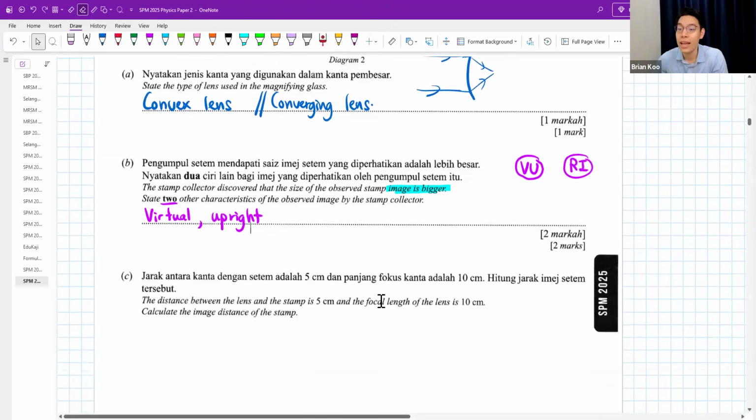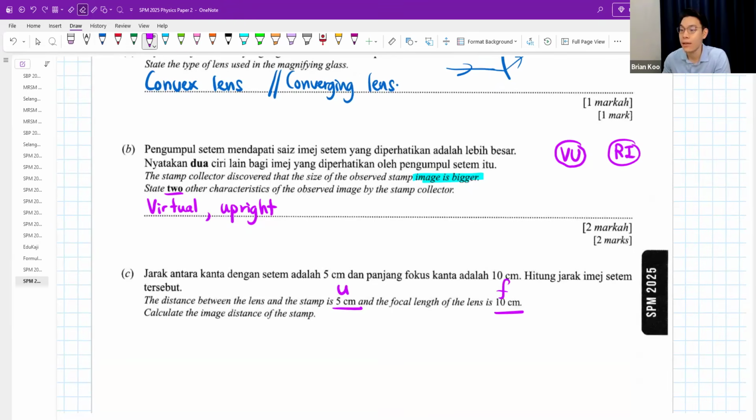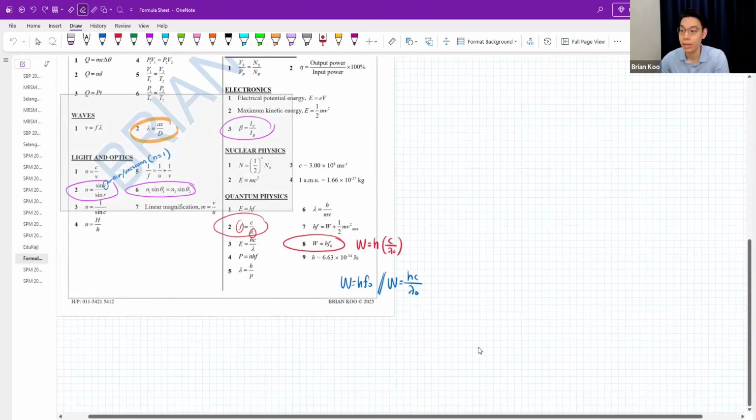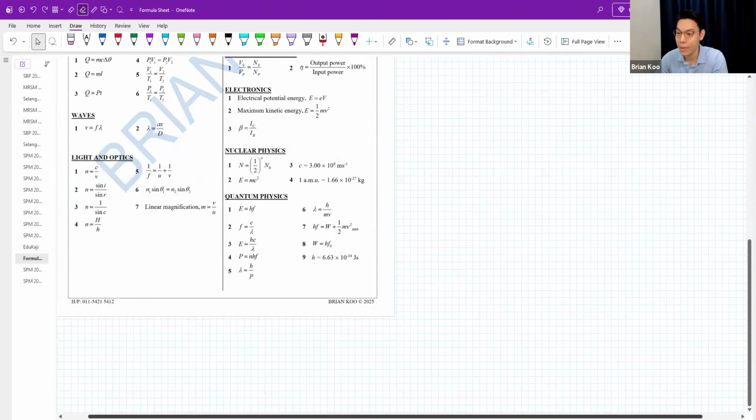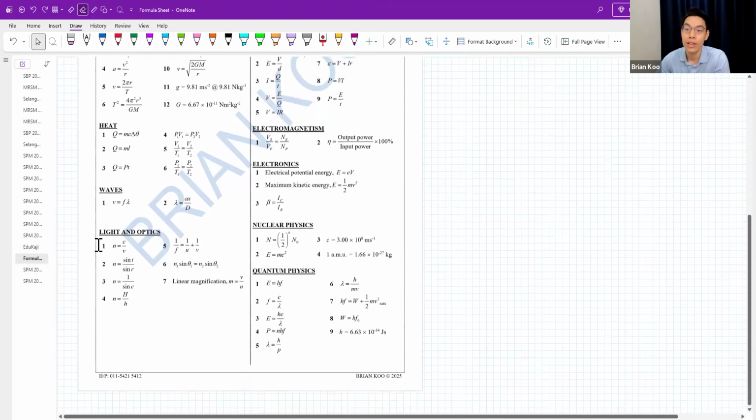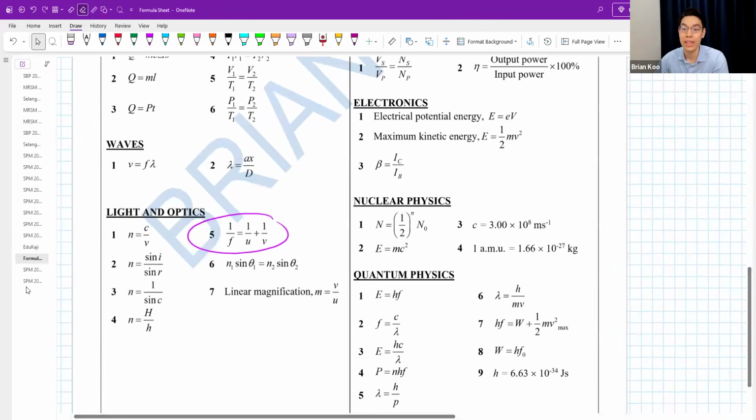Okay? Then part C, the distance between lens and the stem is 5 cm. Focal length is 10. This is what we call the U. Lens and stem, this is the object distance. Focal length, that is F. Image distance is V. There is a formula. This was the stuff that I did for paper 1. Okay, there is a formula that you can use, which is 1 over F equals 1 over U plus 1 over V. This is your thin lens formula.